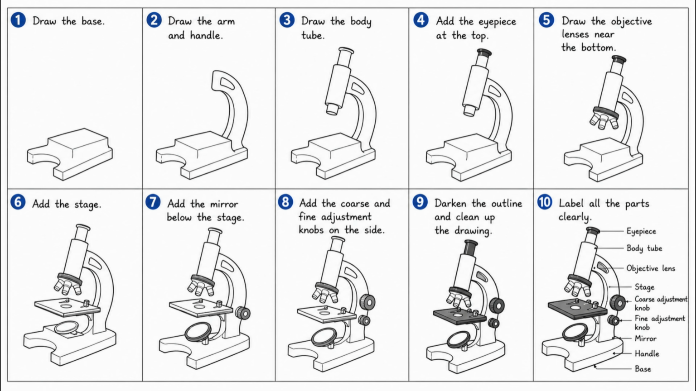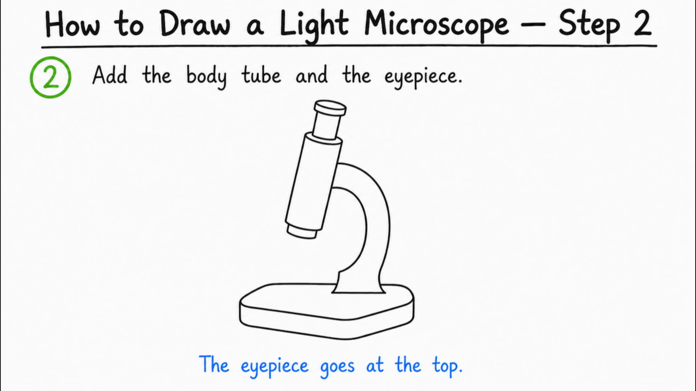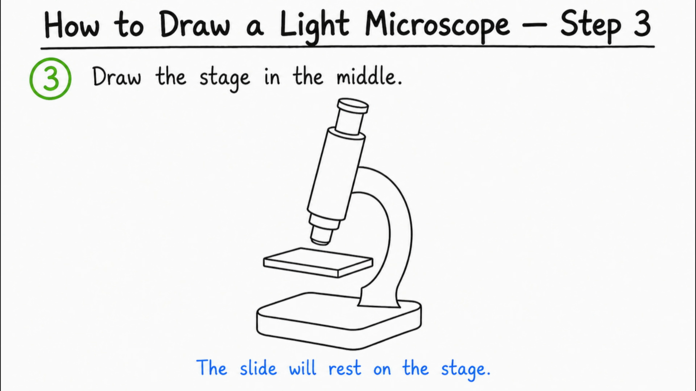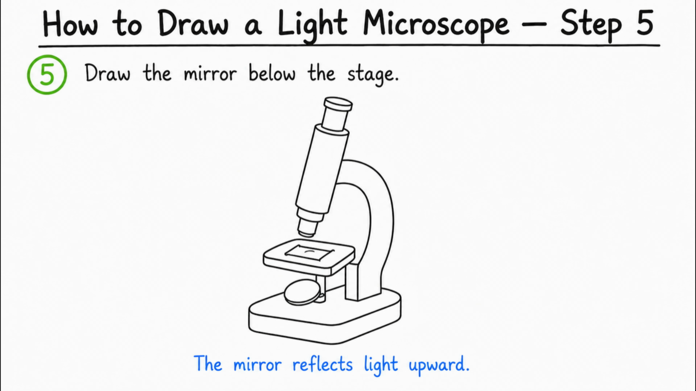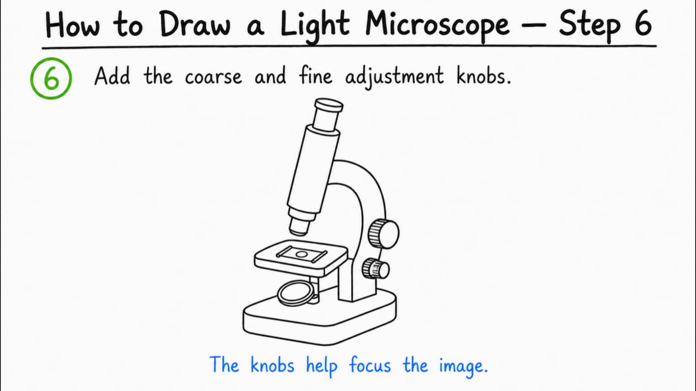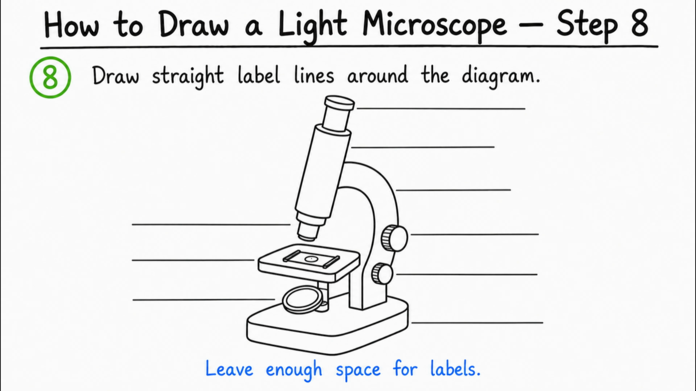4. Draw a labeled diagram of a light microscope. Labels to include: eyepiece, body tube, objective lens, stage, mirror, coarse adjustment knob, fine adjustment knob, handle, base. Answer checklist. The eyepiece should be at the top, objective lens near the stage, slide/specimen on the stage, mirror below the stage, and adjustment knobs on the side.